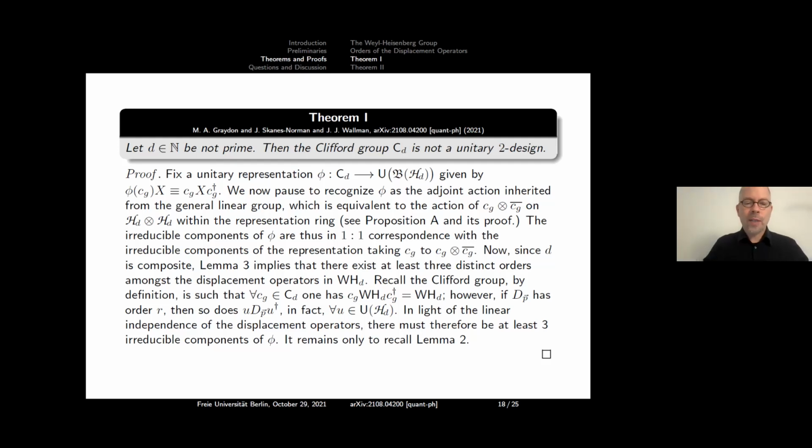Well, an obvious corollary of your statement is that the Clifford group on a system where pairs of qubits are considered as a 4-dimensional system are also not unitary true designs. That's correct. Interesting. Yeah.